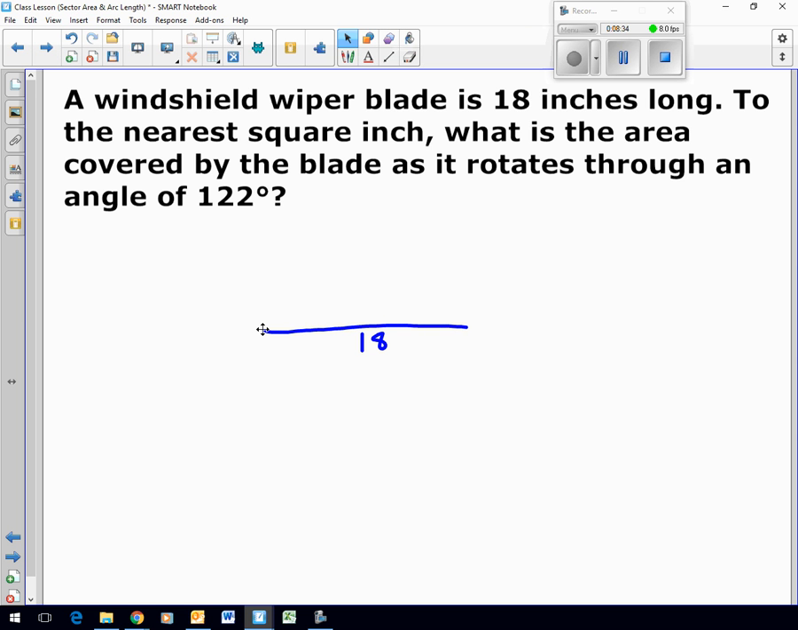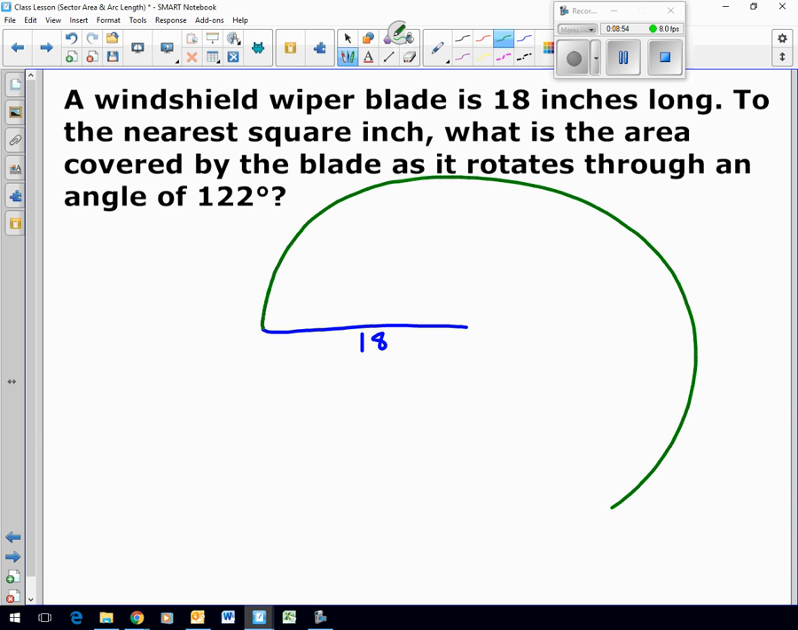What unit are we working on here, Tyler? Inches. No, I don't mean unit of measurement. What's our big theme for today? This whole unit's been about what kind of shape? Circles. So let's go ahead and assume that we're going to deal with a circle that has a radius of 18 inches. Here's why we're going to assume that.